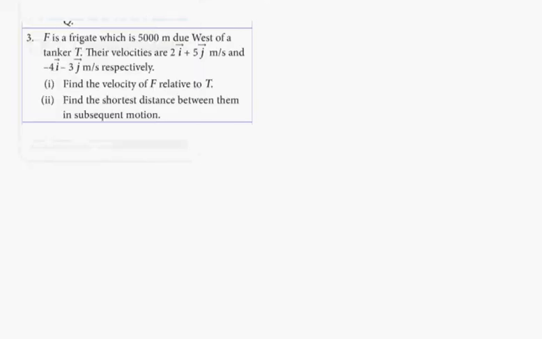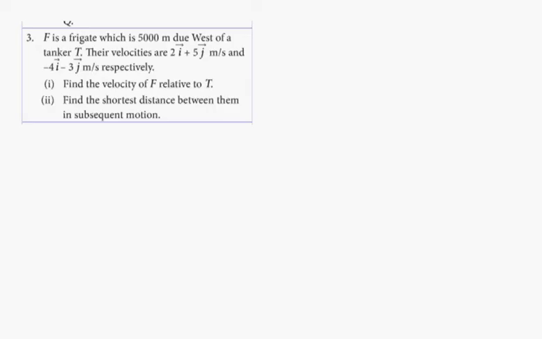F is a frigate which is 5 meters due west of a tanker T. Their velocities are 2i plus 5j and minus 4i minus 3j respectively. Find the velocity of F relative to T. Well, F relative to T is easy money.